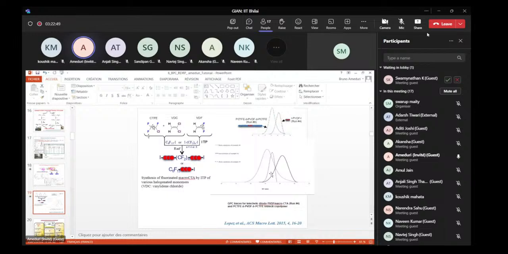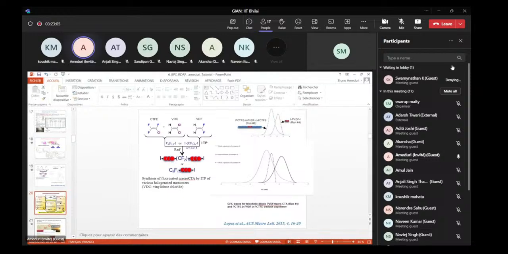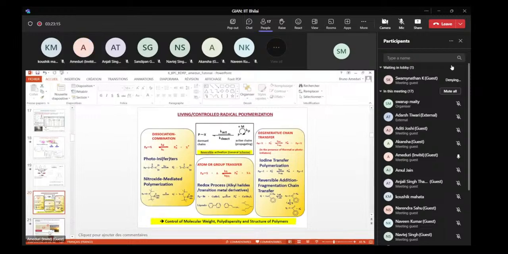And as you can see here, we have an evolution of the GPC traces versus the reactions. What happens is this iodine transfer polymerization is very interesting, but there are other technologies, especially RAFT, MADIX, and other systems I would like to mention now regarding ITP or NMP.